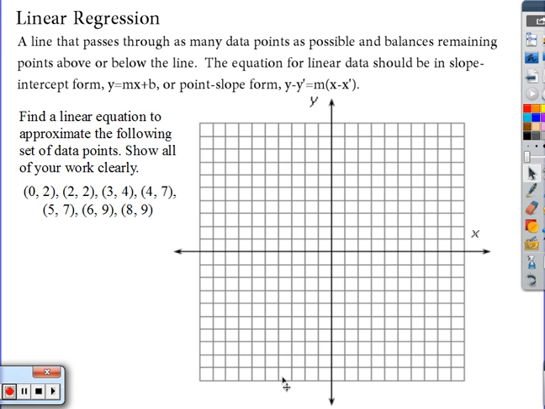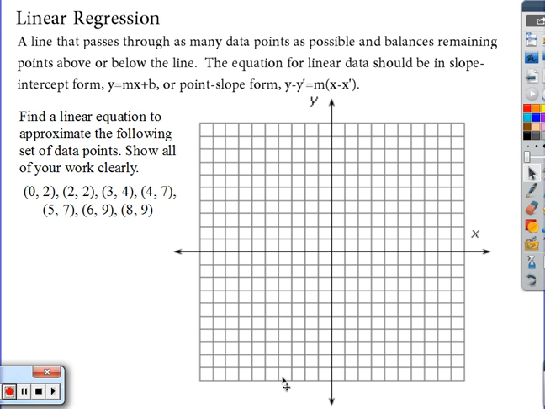Here we are with linear regression, a review topic that we covered at the beginning of pre-calc. First, linear regression can be best modeled with a line that passes through as many data points as possible and balances the remaining points above or below the line. The equation for linear data should be in slope-intercept form, y equals mx plus b, or you could use point-slope form, which is y minus y1 equals m times x minus x1.